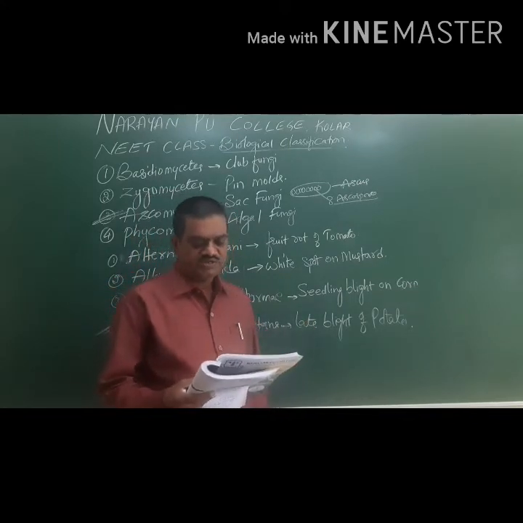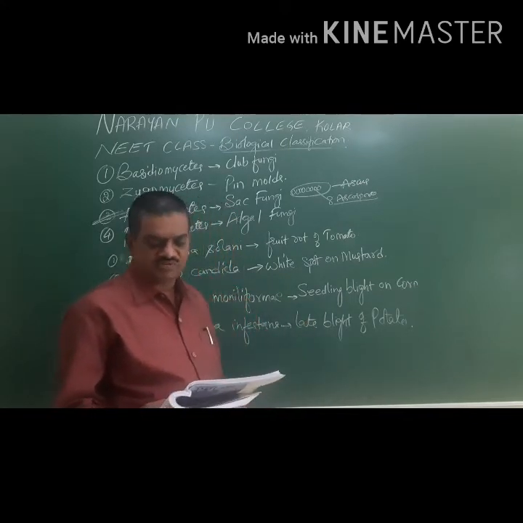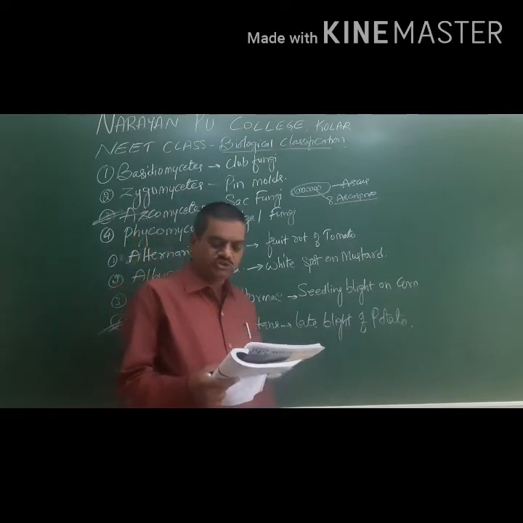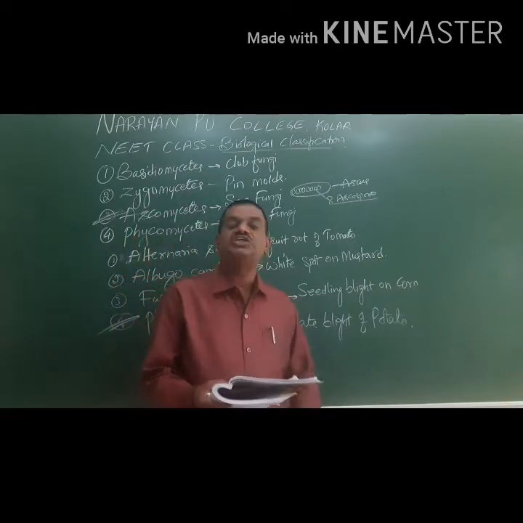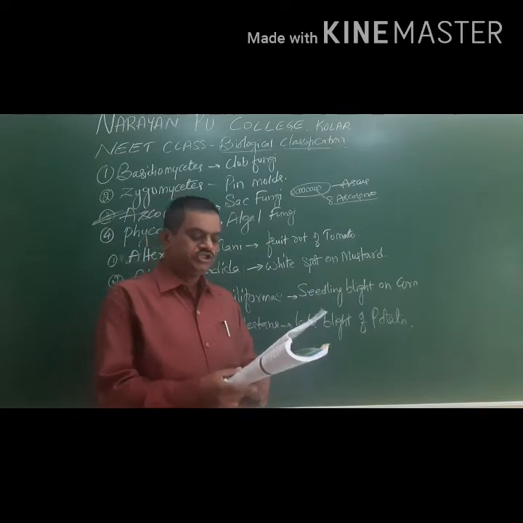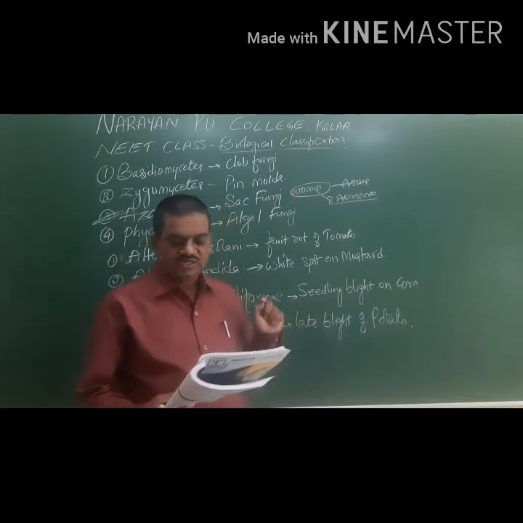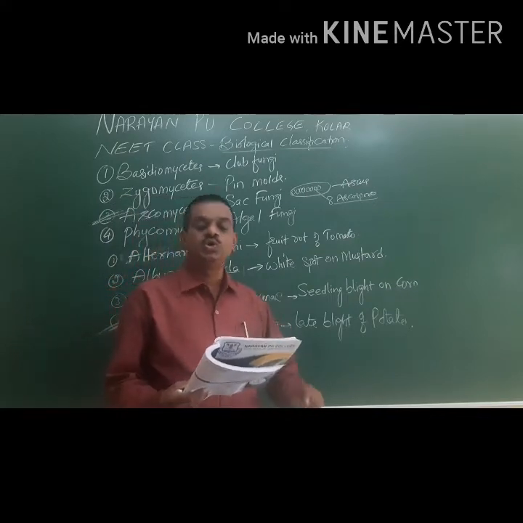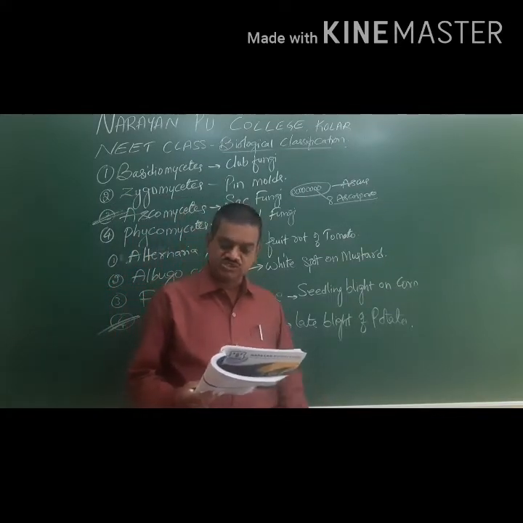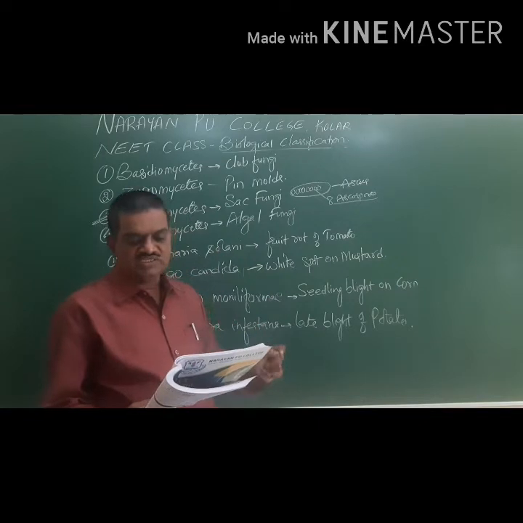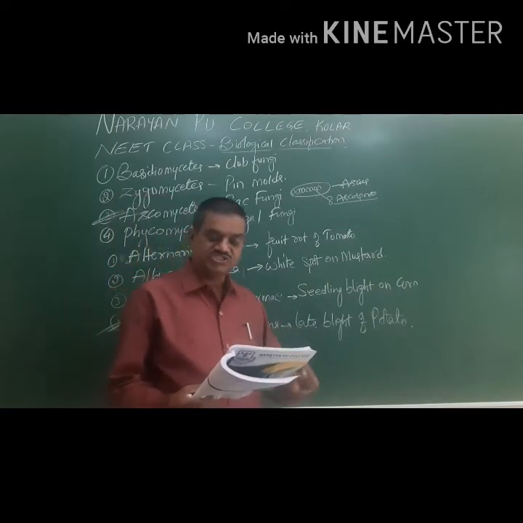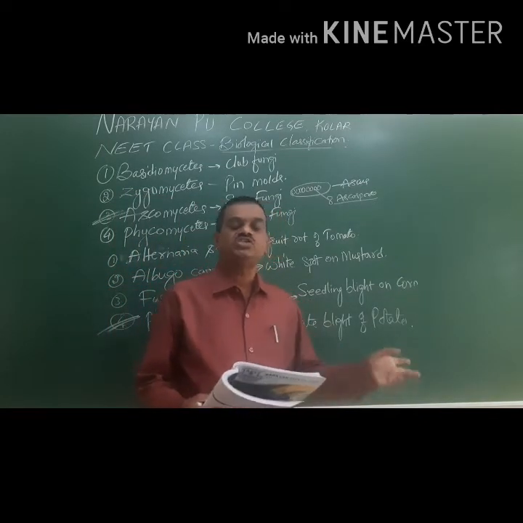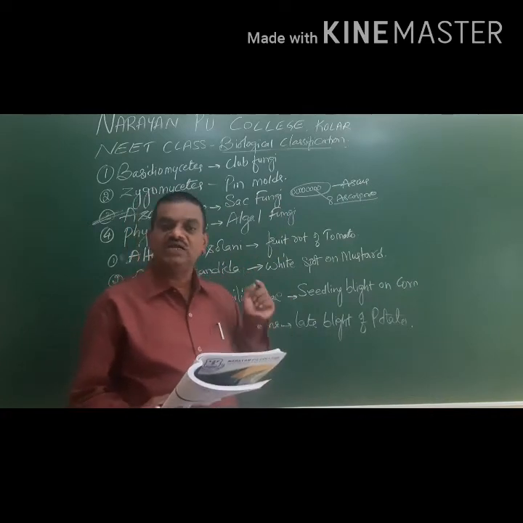So we'll go for the next question. 33. Lichens show symbiotic relationship between fungus and the roots of higher plants. So it's wrong. Fungus and algae. This is right because it is an association between algae and fungi.